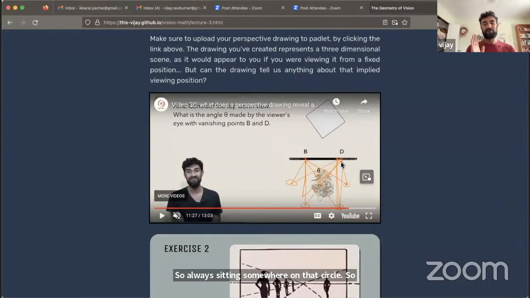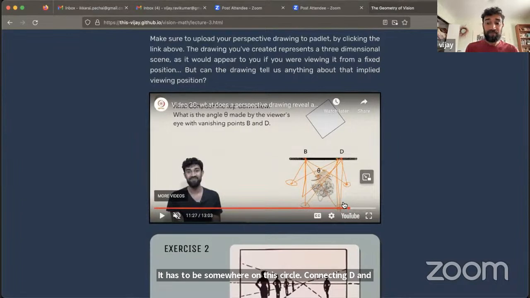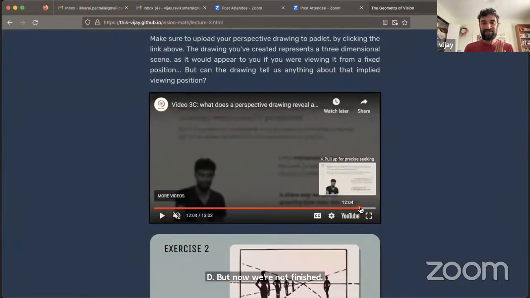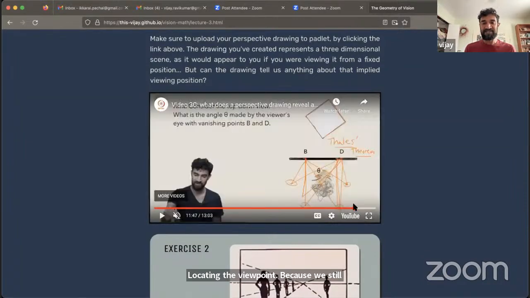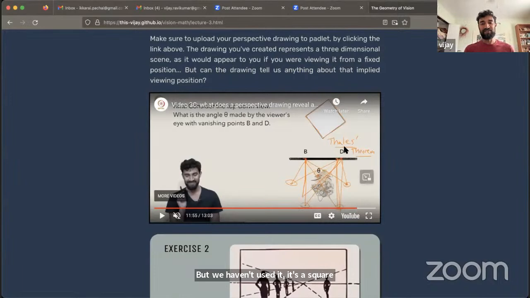So already we have a much better sense of where the viewer's eye can be. It has to be somewhere on this circle connecting B and D. But now we're not finished locating the viewer's viewpoint, because we still haven't used all the information. We've used that this is a rectangle, that this is a right angle, but we haven't used that it's a square. So we have some additional information that we can use.